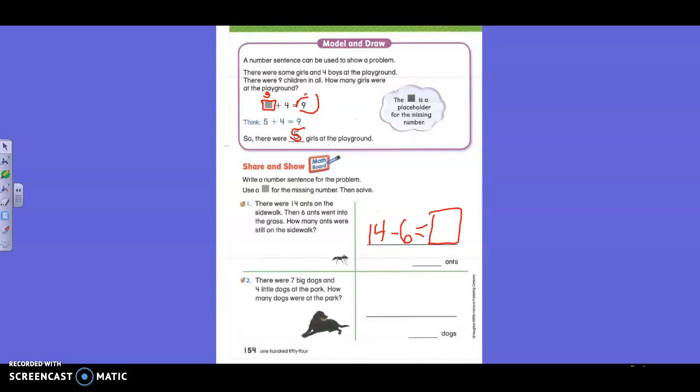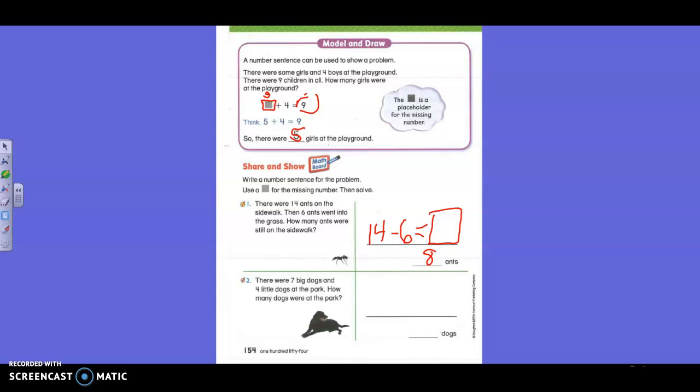How many ants, everyone? I'll give you a minute. Figure it out. 14 minus 6. What is it? Use your number lines. All right, what is it, guys? 8 ants are still on the sidewalk. Okay? Okay, number 2.